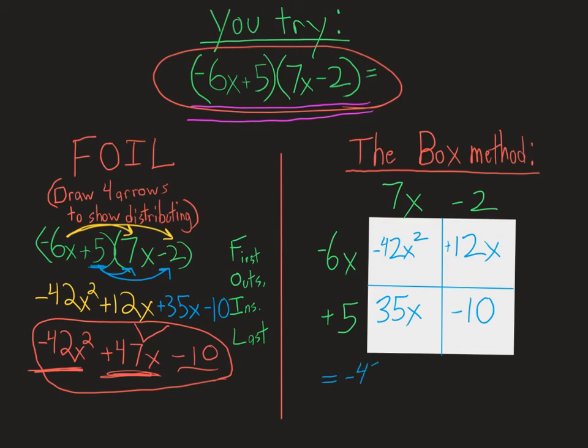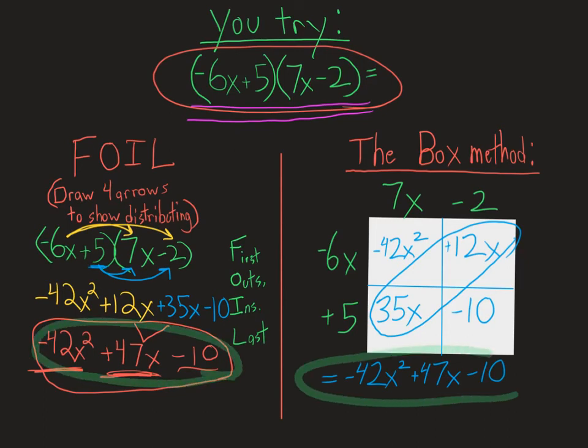I've got my negative 42x squared. No like terms, so he's just copied. Here's my set of like terms with my x's. So 35 and 12 is plus 47x. And then bring down that minus 10. And if we did it correctly, we should have the same thing for both methods. Negative 42x squared plus a 47x minus 10. Exact same thing. Notice it's just the exact same 4 calculations. They're just organized differently.